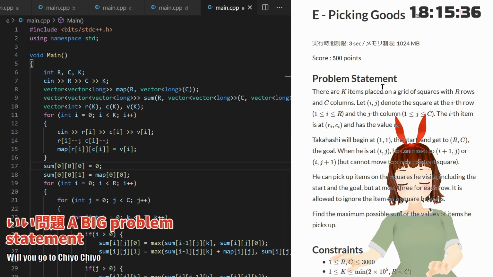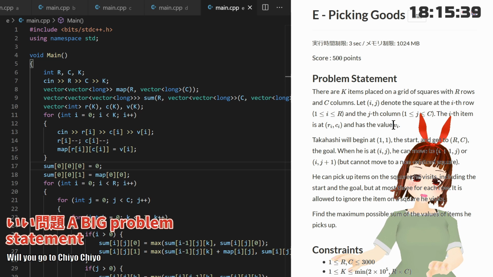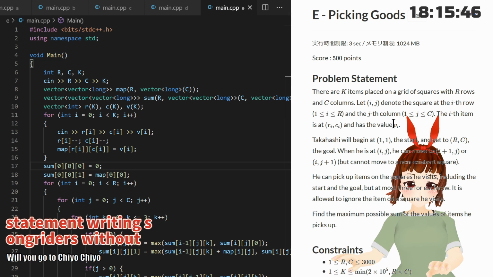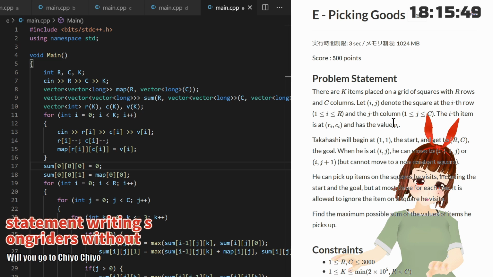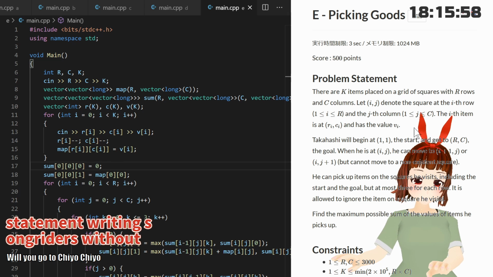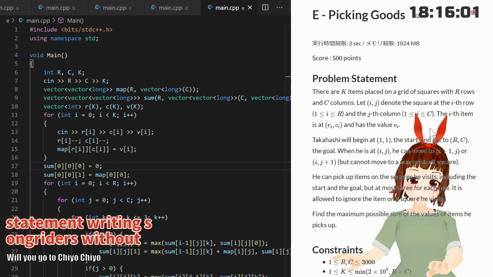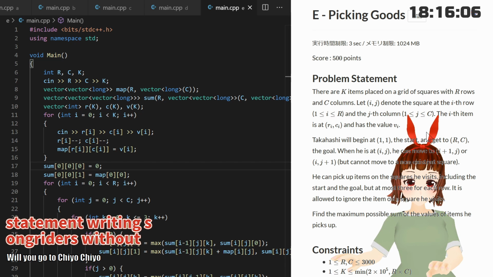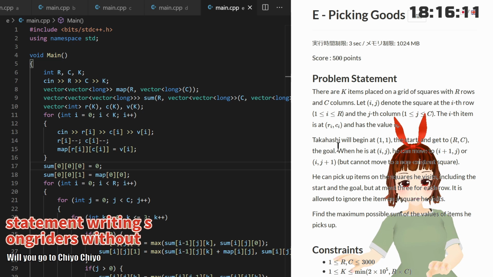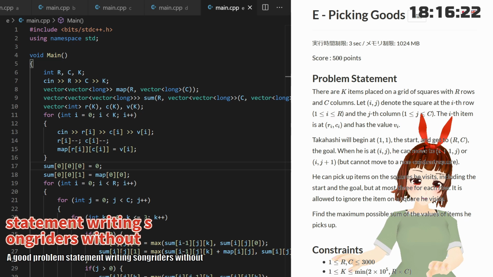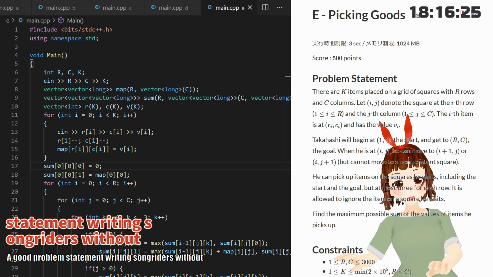Problem statement. There are K items placed on a grid of squares with R rows and C columns. Let (i, j) denote the square at the i-th row and the j-th column. The i-th item is at (ri, ci) and has the value vi. Takahashi will begin at (1, 1), the start, and go to (R, C), the goal.